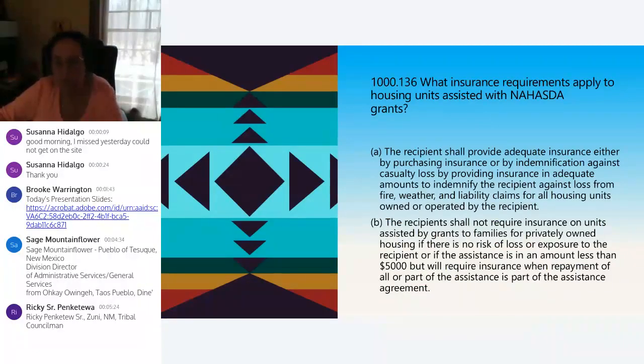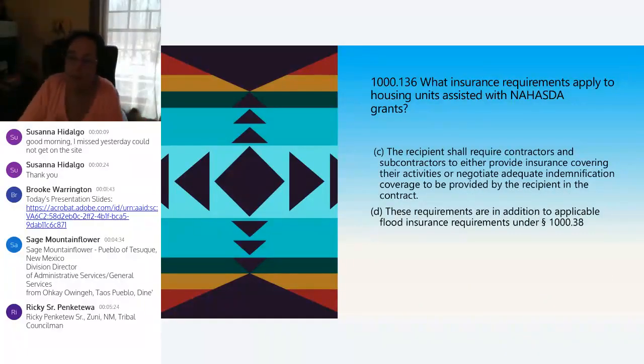Now the insurance. Recipients shall not require insurance on units assisted by grants to families for privately owned housing if you have no risk for loss or exposure, or you give the family assistance in the amount of $5,000 or less. Okay. If you're giving them $10,000 in down payment assistance or rehab or whatever, you have to have insurance from them. You have to be on their policy. I've got some language that goes, I believe, in the useful life portion that'll give you language for that. Okay. You have to always get and require insurance from your contractors. And we have flood insurance requirements that we have to follow also.